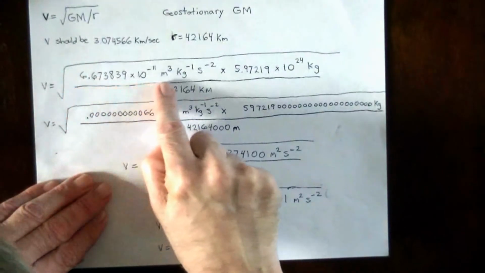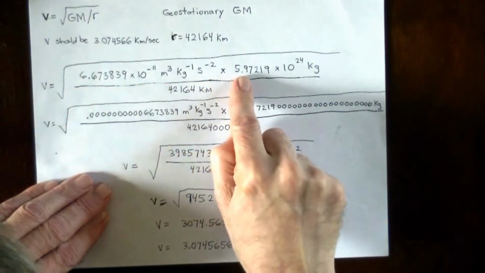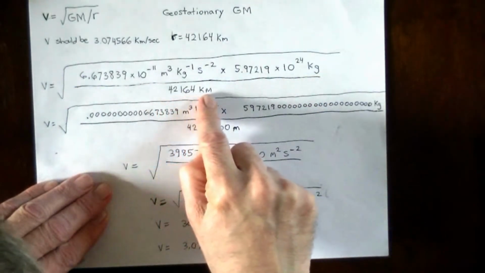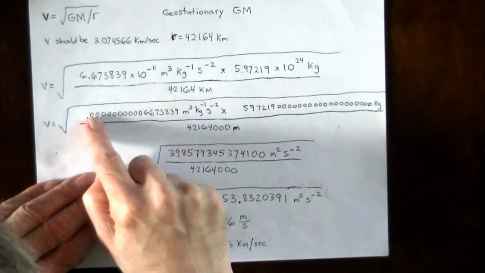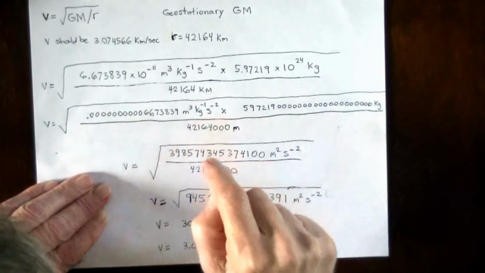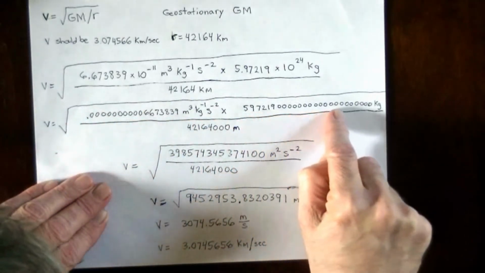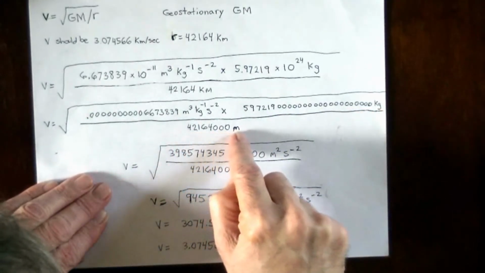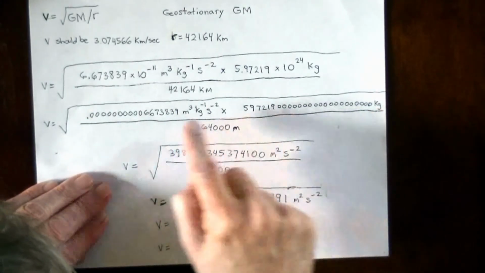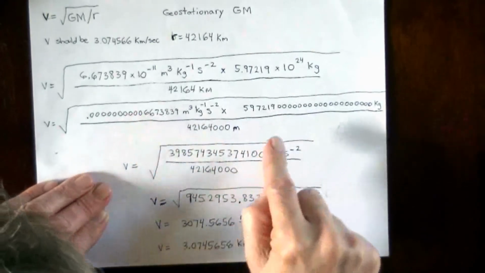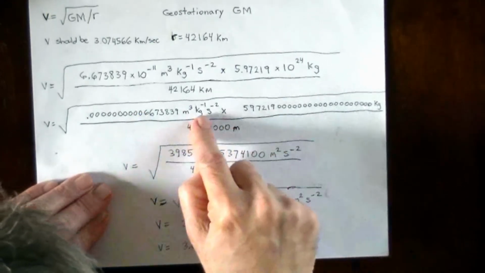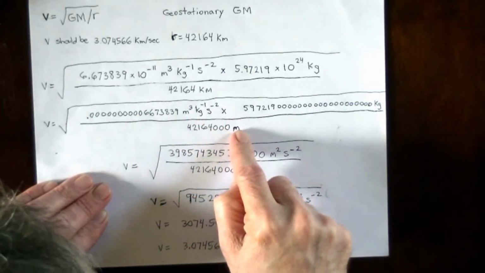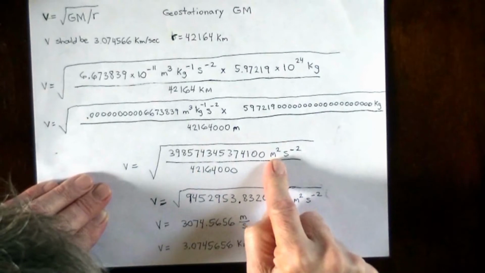This is the gravitational constant. This is the mass of the Earth. This is the radius in kilometers. Gravitational constant and mass without the scientific notation. Radius converted to meters. After multiplication, kilograms cancels with the kilograms to the -1. Meters cubed divided by meters makes meters squared.